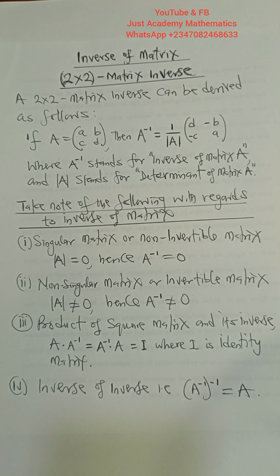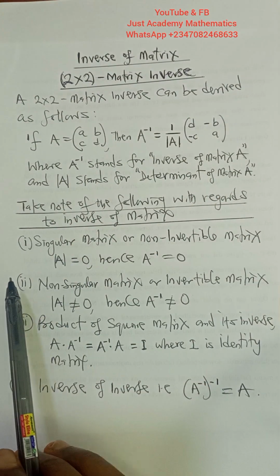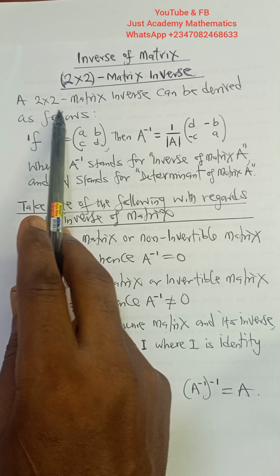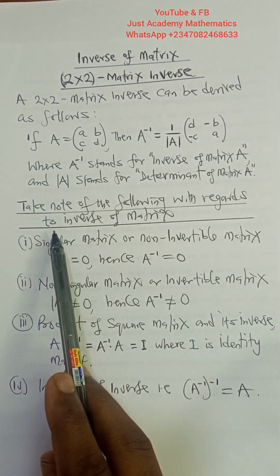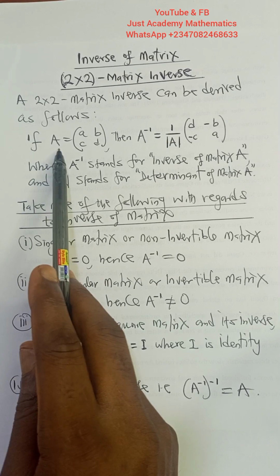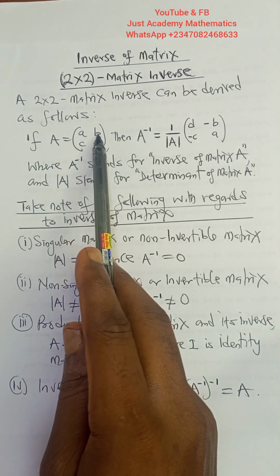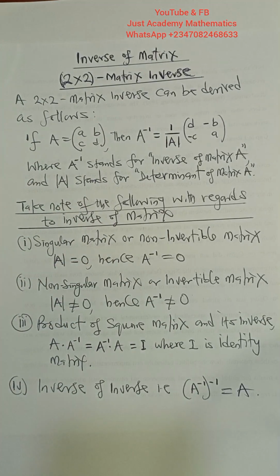In this video, I'm going to show you how to solve a 2x2 matrix inverse. And I have an introduction here. Now, inverse of matrix, 2x2 matrix inverse. A 2x2 matrix inverse can be derived as follows. So let's assume that matrix A is equals to A, B, C, D.